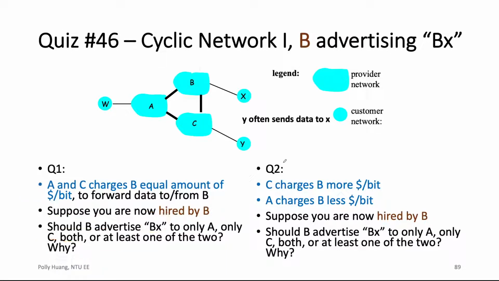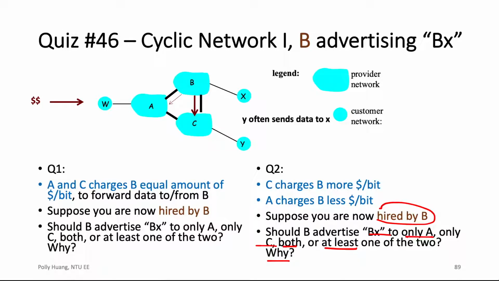Q2 changes the scenario a little bit. A and C are charging B, but C charges A more, while A charges B less. So it looks a little bit like this. The brown arrows indicate the money flow. Again, you are hired by B. Would you advertise BX to only A, only C, both of them, or at least one of the two, and why?